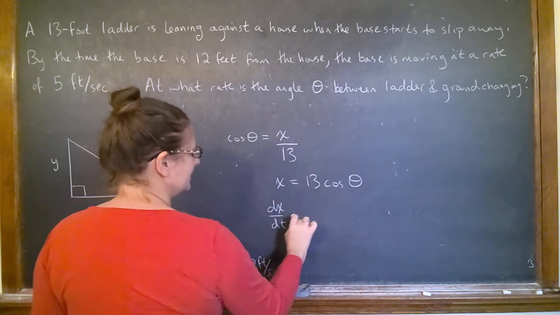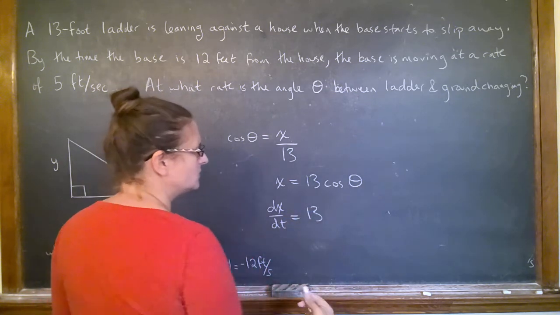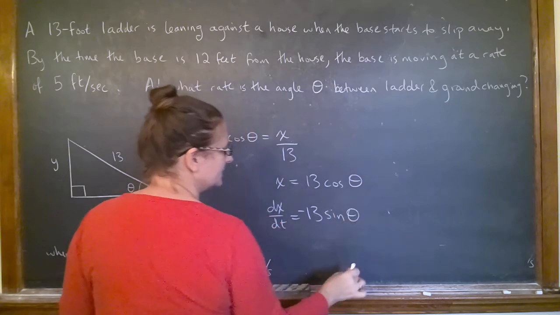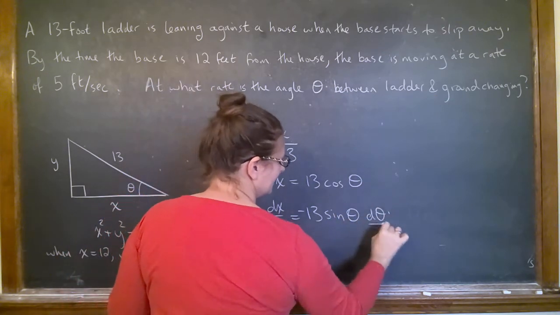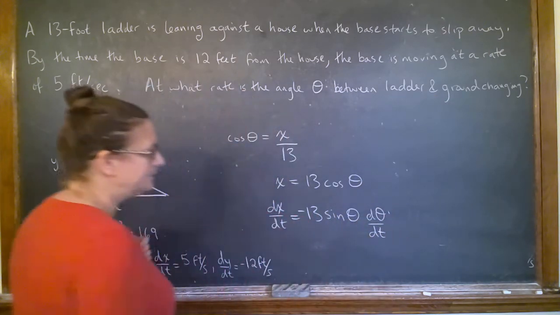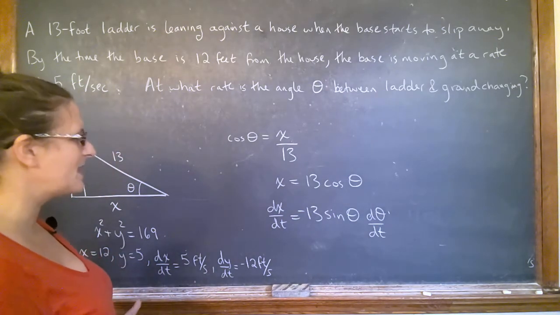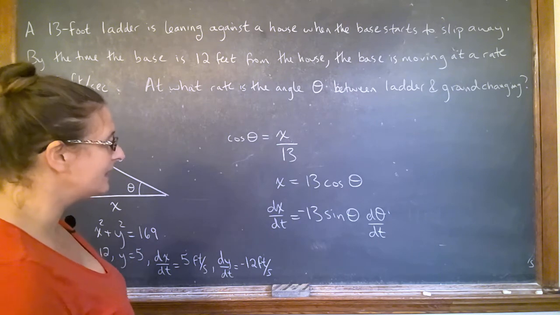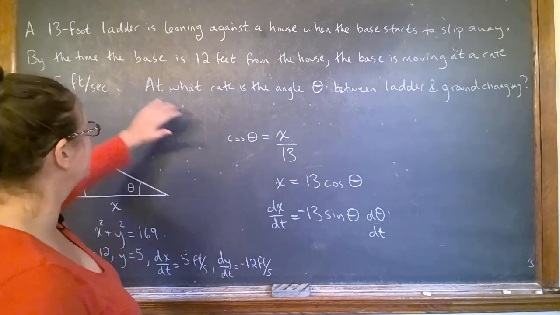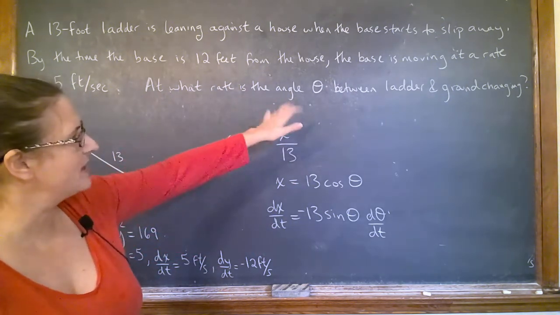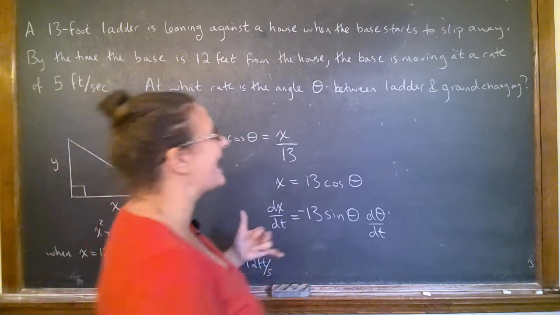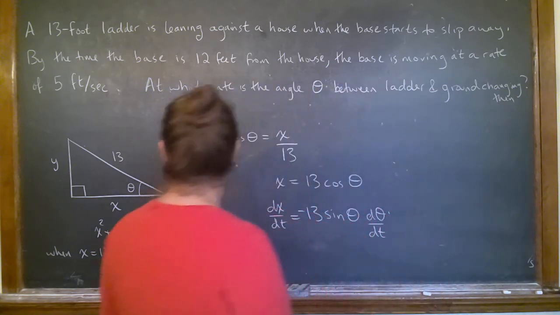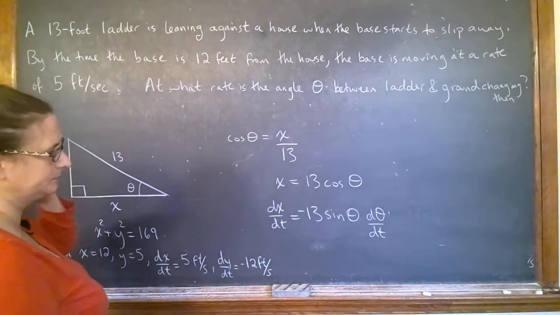dx/dt equals 13 times the derivative of cosine, which is negative sine. So negative sine theta d theta/dt. Okay, so that's basically what I have. Now I need to solve for d theta/dt, because it wants to know at what rate the angle theta between ladder and ground is changing then. It should say then, right? Because it's always at that particular point.